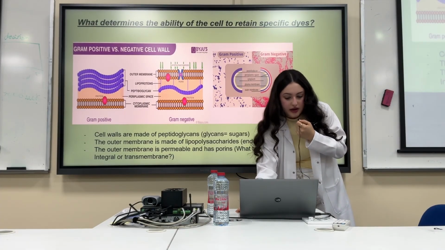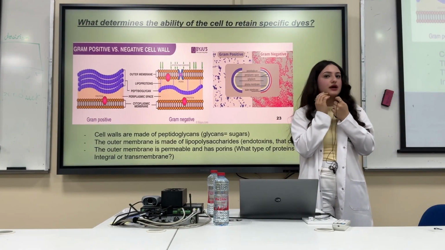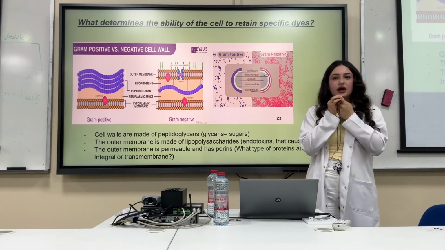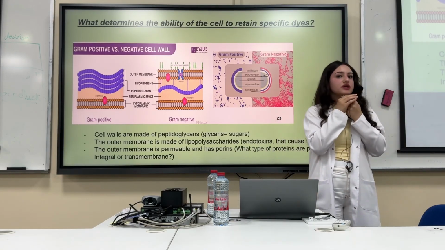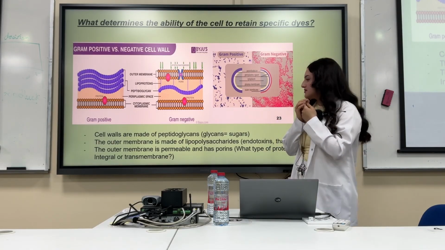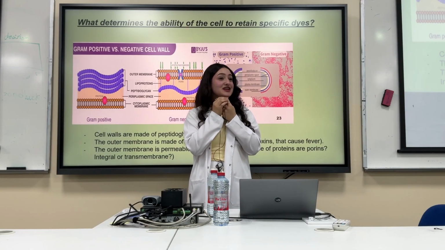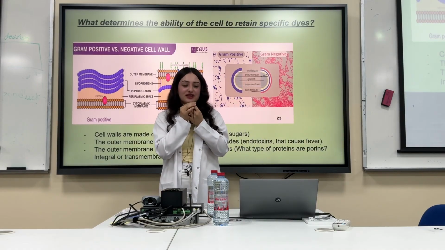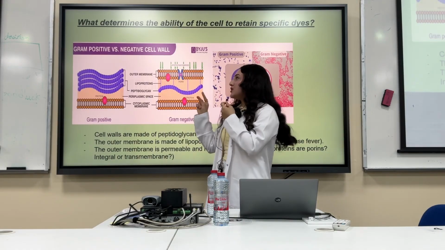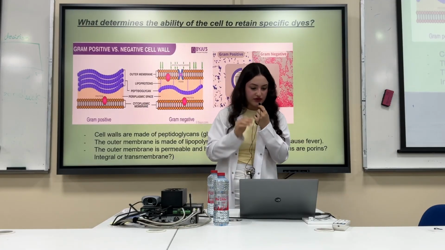The outer membrane, which is the cell wall, is also made of something else. It's lipopolysaccharides. Do you guys know why when you get an infection, sometimes your fever can be high? They release endotoxins. These endotoxins, by the way, lipopolysaccharides, act as endotoxins because they are one of the types of endotoxins that cause fever.